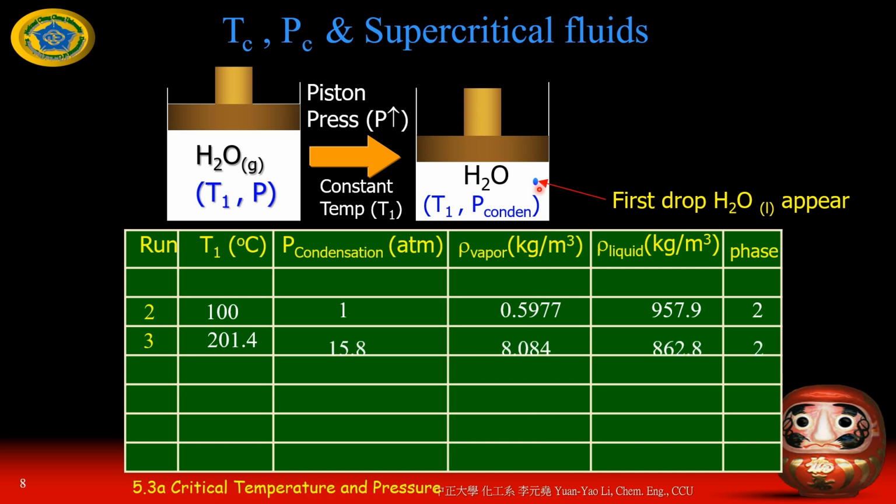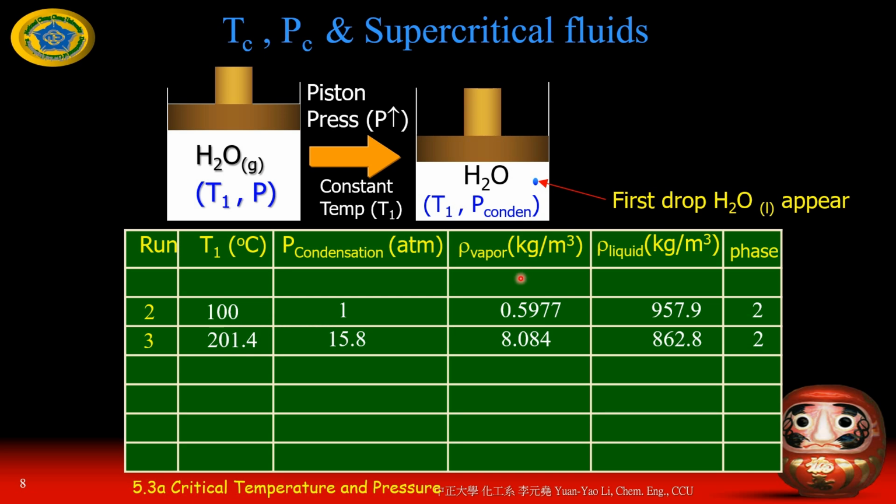Anyone? Of course, you need to push harder, right? Because the temperature represents kinetic energy. The kinetic energy of the gas, of the H2O, is very active. They don't want to be too close. Because when you think of the first drop, that means you need to put the liquid H2O molecules very, very close. So you need to push this harder. So the pressure will be very, very high. If you increase the temperature 2 times from 100 to 200, the pressure increases 15 times.